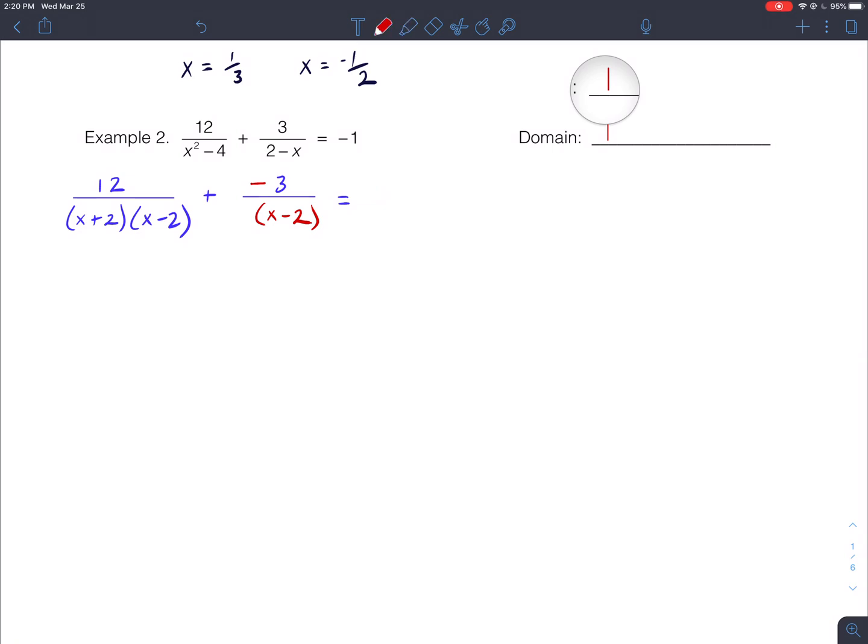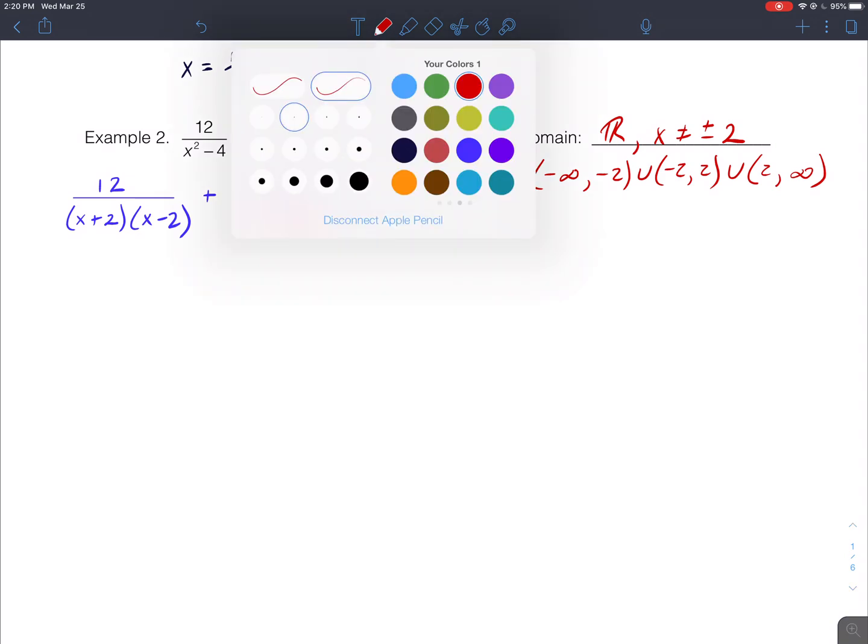all real numbers except x cannot be positive or negative 2. And if I was writing that in interval notation, it would be negative infinity to negative 2, negative 2 to 2, positive 2 to infinity. All right, so I just have to be careful about making sure that one of my answers is not positive or negative 2. That's the whole point of that.